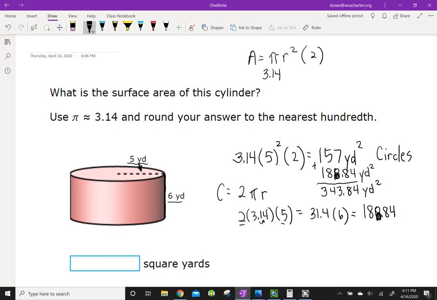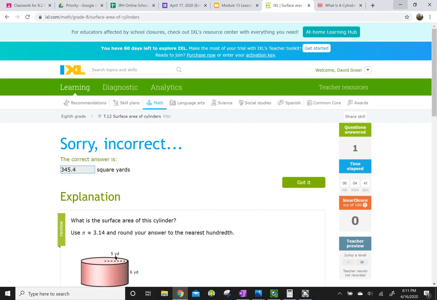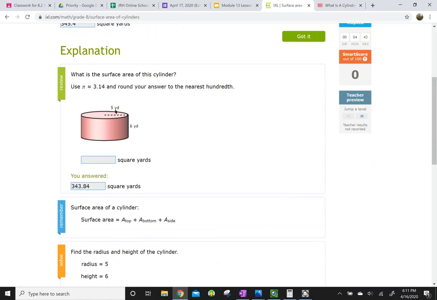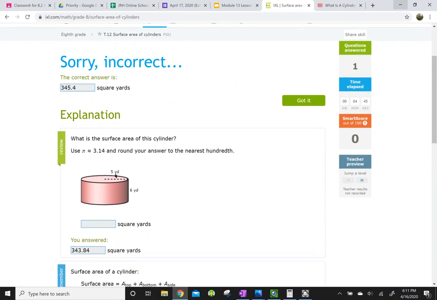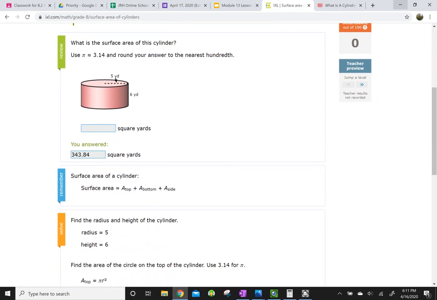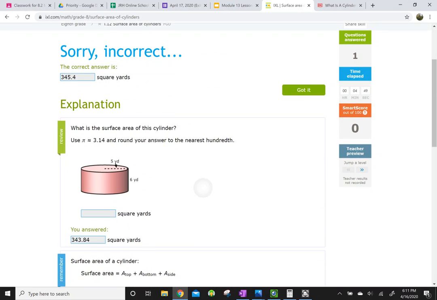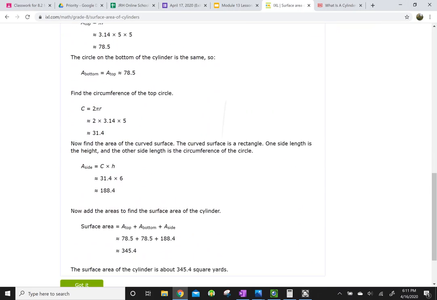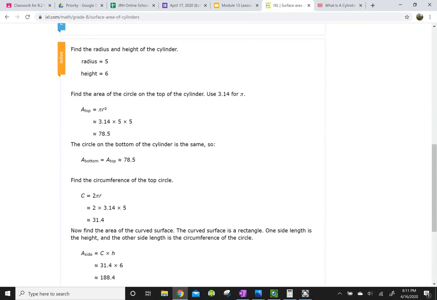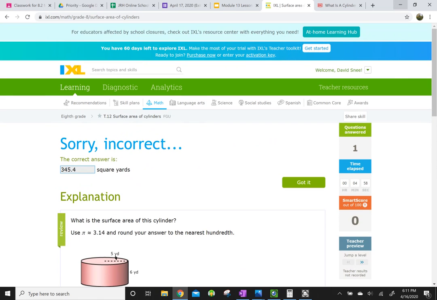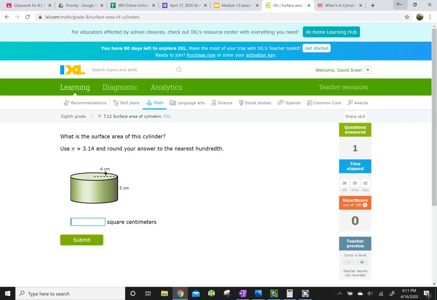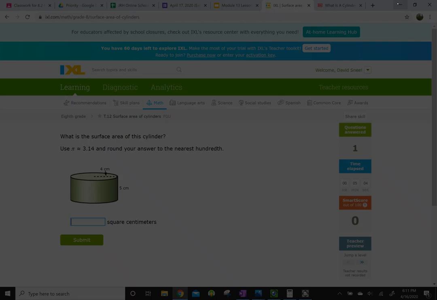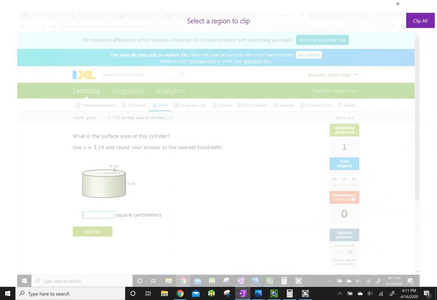Okay, so it's all about precision, right? We made a minor error there, and we just didn't write it down correctly, so we missed by 2 square yards. But we totally understand the concept, and the explanation helps us figure out that we understand the concept. We just made a basic mathematical error. So let's move on. Okay, we're going to try it one more time.